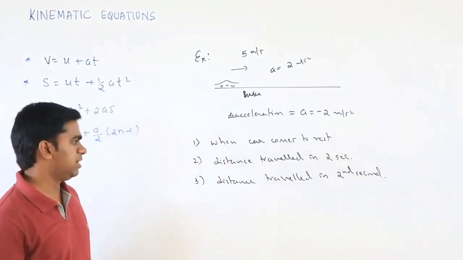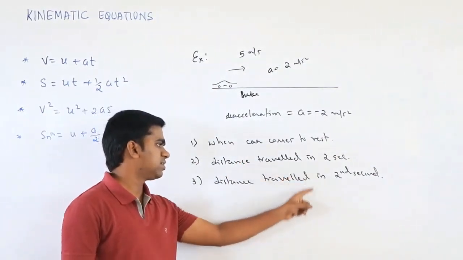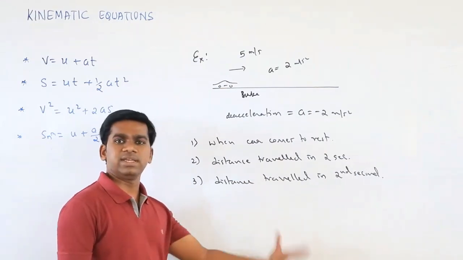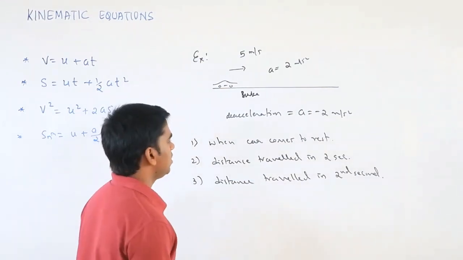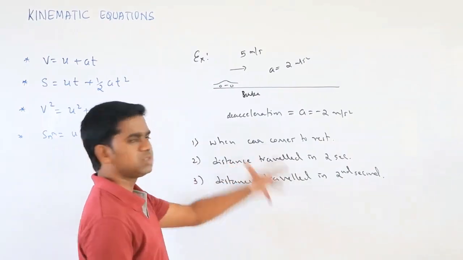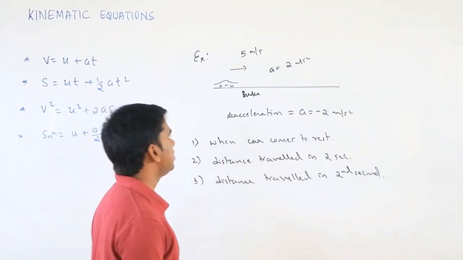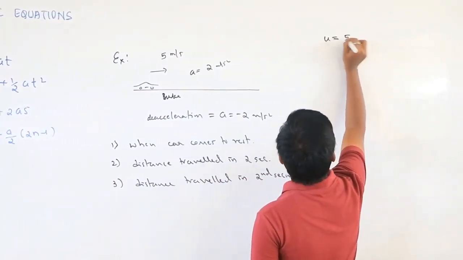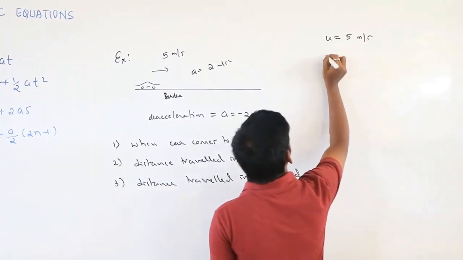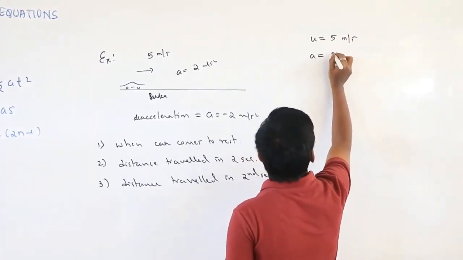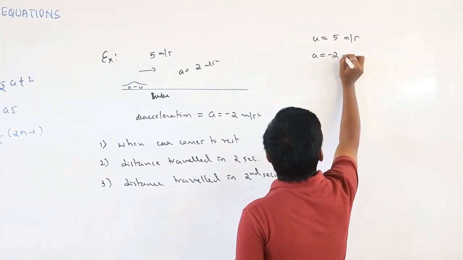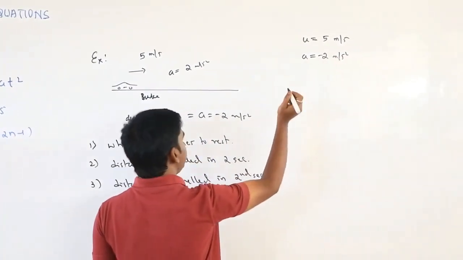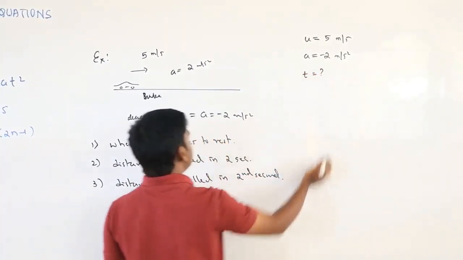So this is what mainly you have to understand. They are asking separately distance traveled in 2 seconds, distance traveled in 2nd second. Okay. So now first one, when car comes to rest. When car comes to rest means they have given initial velocity u equals to what is that? 5 meter per second. They have given acceleration. What is acceleration? Acceleration is minus 2 meter per second square. What they are asking? They are asking time when car comes to rest.